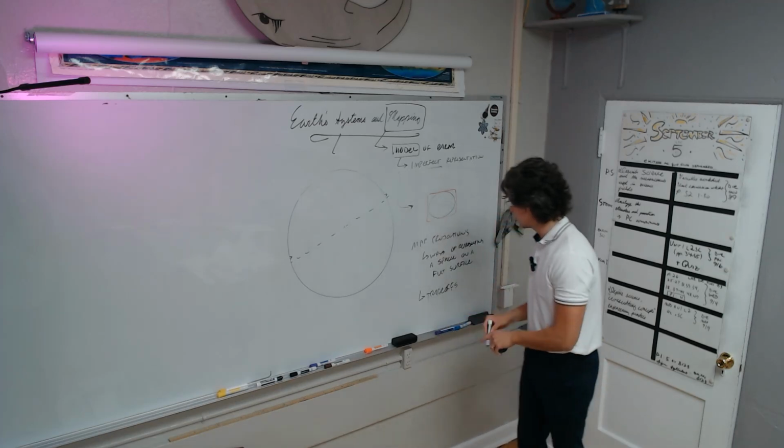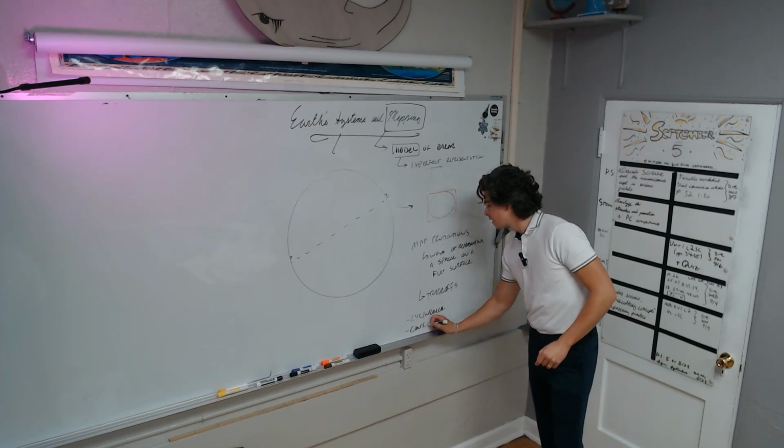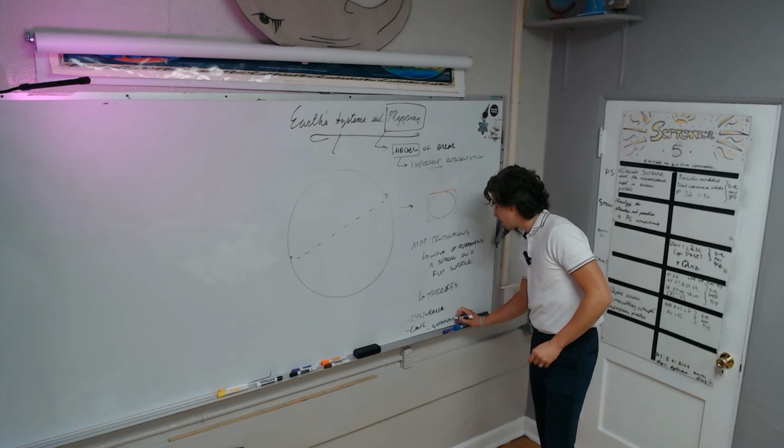So the kinds of projections we have are cylindrical, conic, and gnomonic.